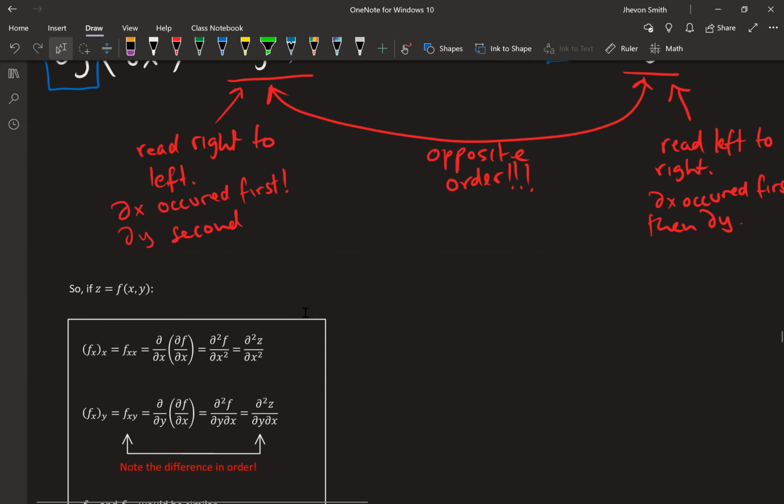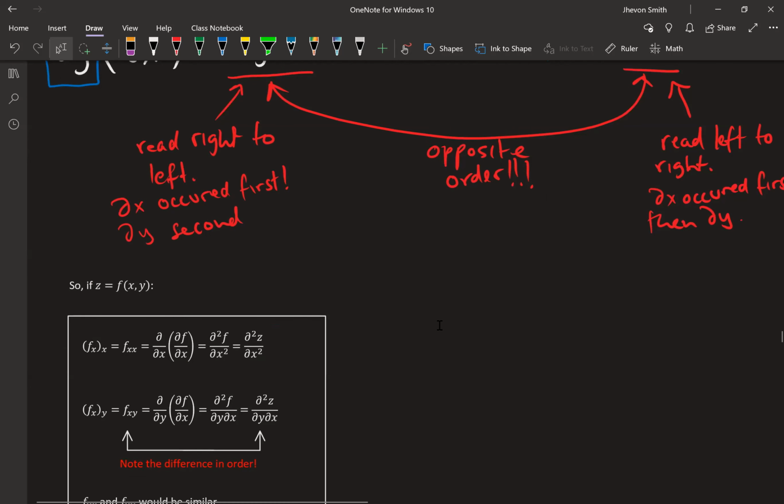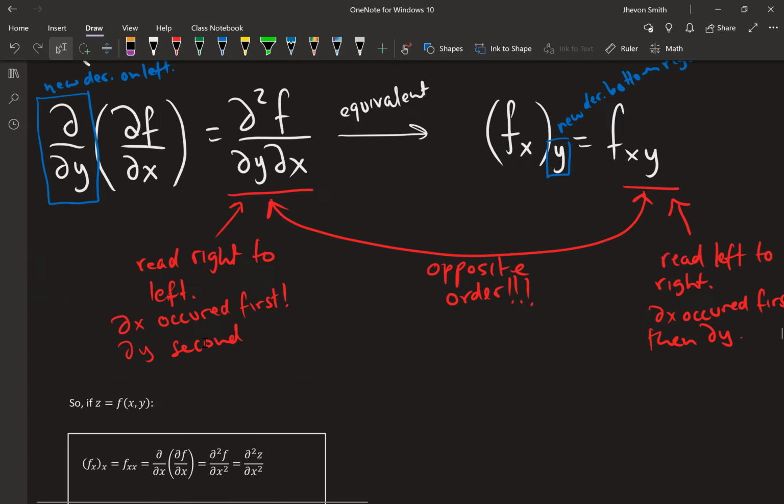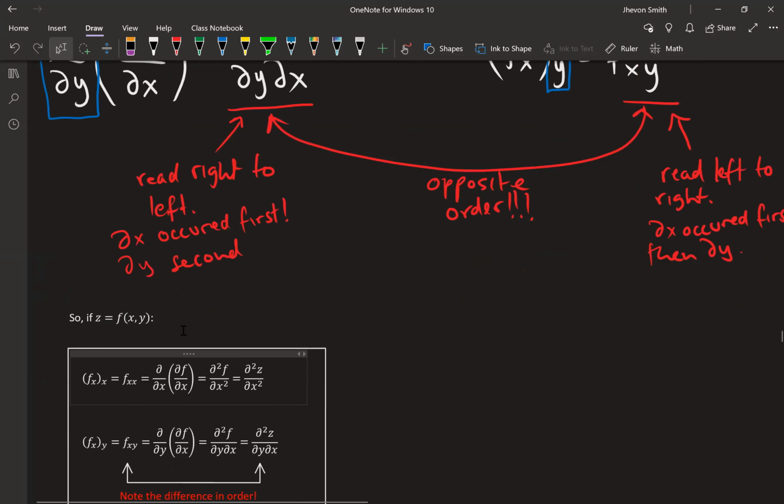So that's very important. Professor, I have a question. Yes. So if there's a third variable, you would put dz outside of the dy, and then you would put f? Yeah, you would have d cubed f over dz dy dx, and the dz would be on the left side, and that would be interpreted as you taking it first.